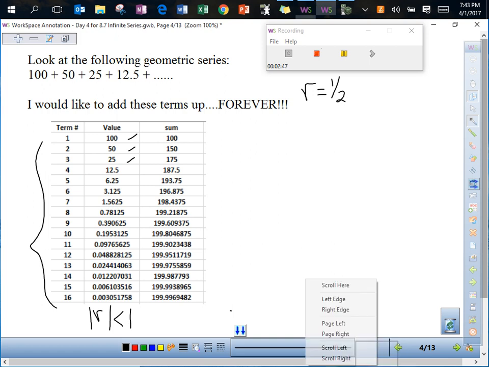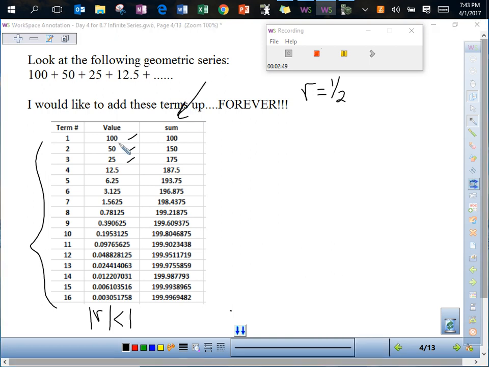Look at my third column here. My first number was 100, so bam, I'm already at 100. My next number was 50. If I add 50, I'm up to 150. Then I added 25. Then I added 12.5. Heck, after 5 terms, I'm already up to 193.75. Then I'm up to 196.875. But guys, look what happens. I really quit growing. There's a shortcut to get the answer that would show up if you did this forever.